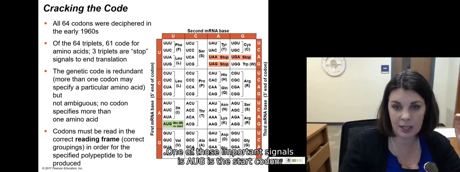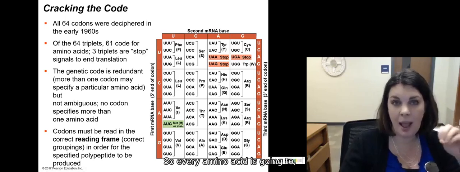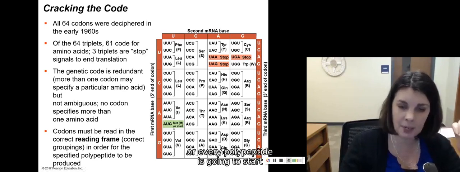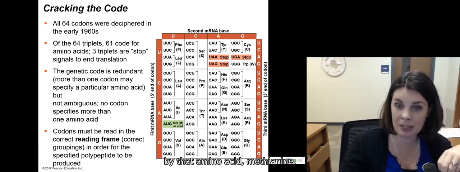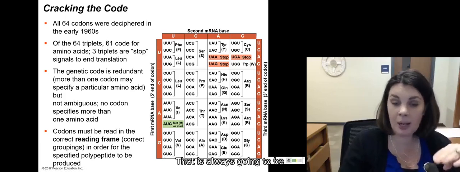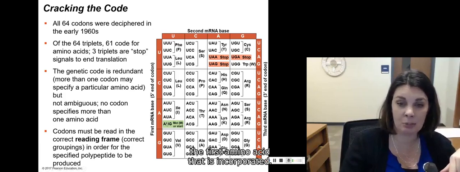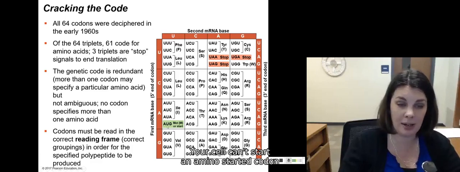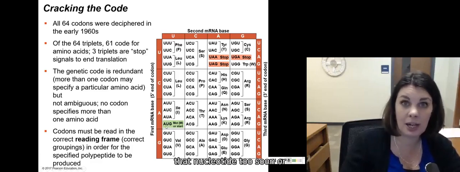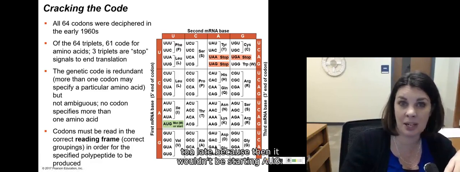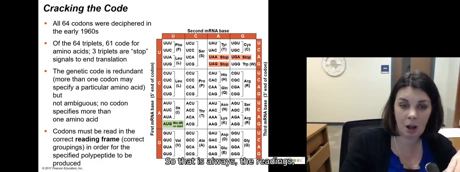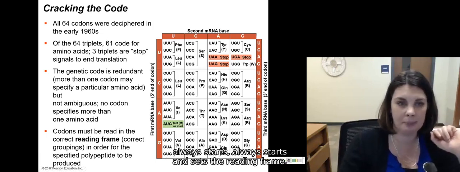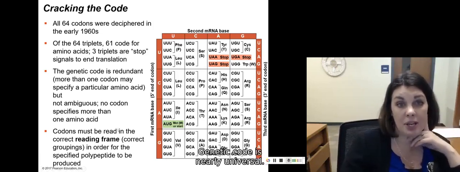One of those important signals is that AUG is a start codon. So every polypeptide is going to start with that amino acid, methionine. That is always going to be the first amino acid that is incorporated. Your cell can't start a codon a nucleotide too soon or too late, because then it wouldn't be starting at AUG. So that always starts and sets the reading frame.